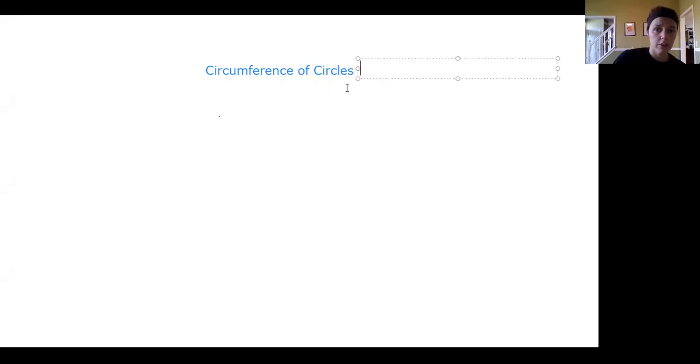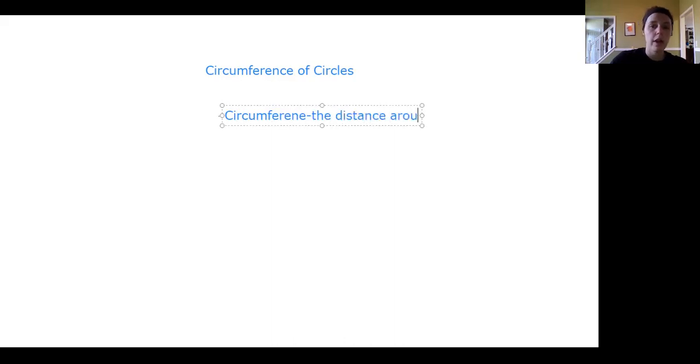So first off, to know what circumference is, it's the distance around a circle. So kind of like its perimeter. Pretty much it's its perimeter.